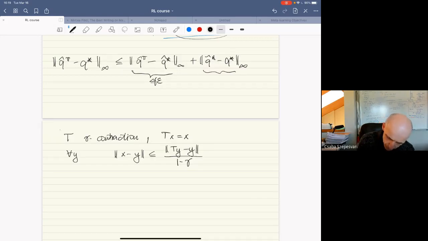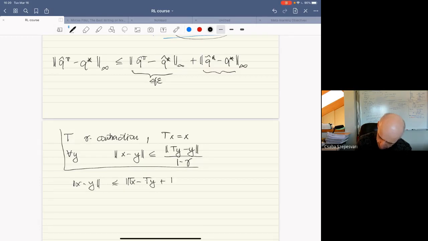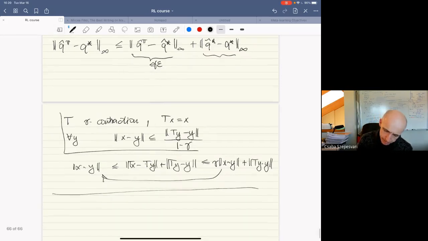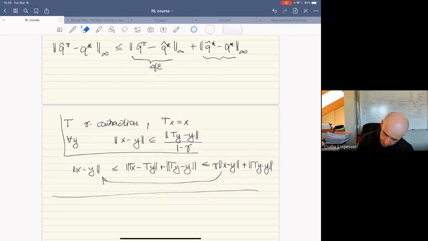So how do we get this little proposition? I think that we did this many times. You can just introduce T everywhere, and use a triangle inequality. And then use that T is a contraction. And then move this to the other part and then divide by 1 minus gamma. And you got the inequality. Just reorder and solve for x minus y. We use this a zillion times in different ways.